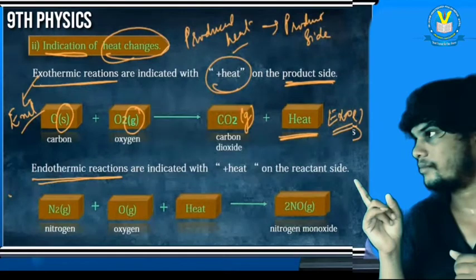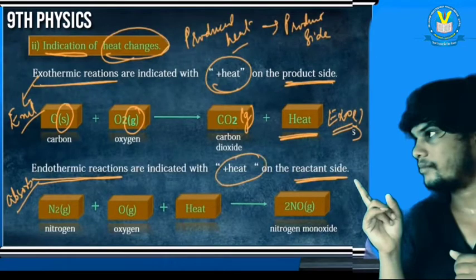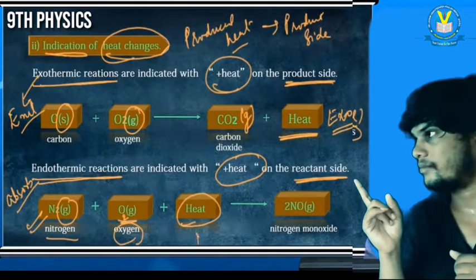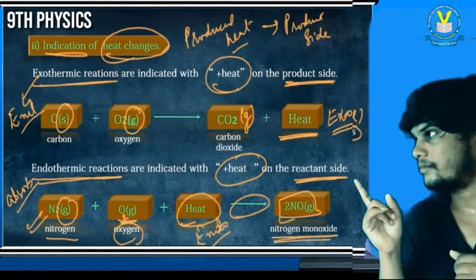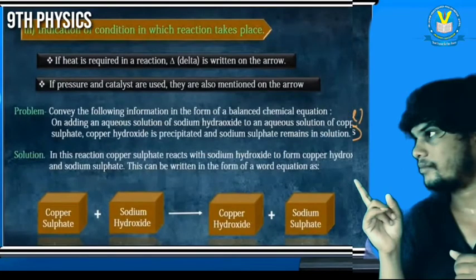If you take another example, look here. In this reaction heat is absorbed. N2 is a gas, nitrogen, and oxygen is also a gas. Then in the presence of heat, by absorbing heat, meaning an endothermic reaction, nitrogen monoxide is produced. So these are the two types of reactions.